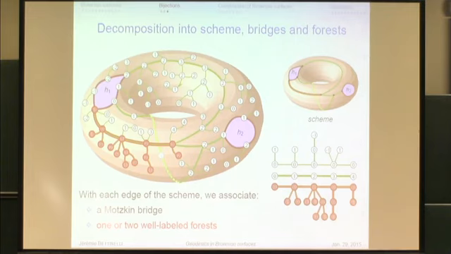Okay, so you start from your map, you encode it by the Bouttier-Di Francesco-Guitter bijection, you obtain something, and this thing you can further decompose into actually simple objects. Because the scheme here is a finite, quite simple map. And then you have some bridges and some forests. So these are objects we know how to grasp.